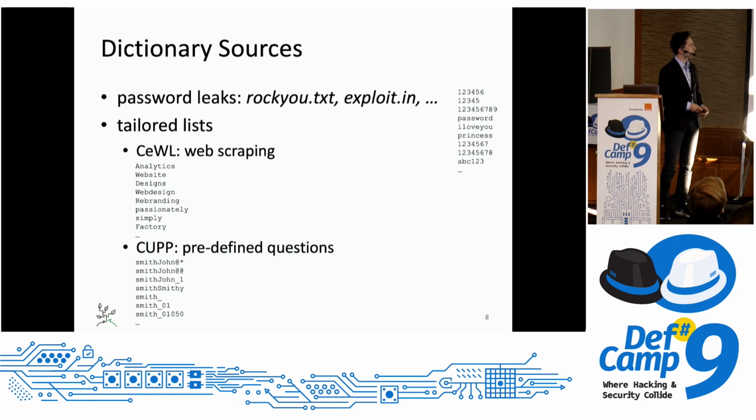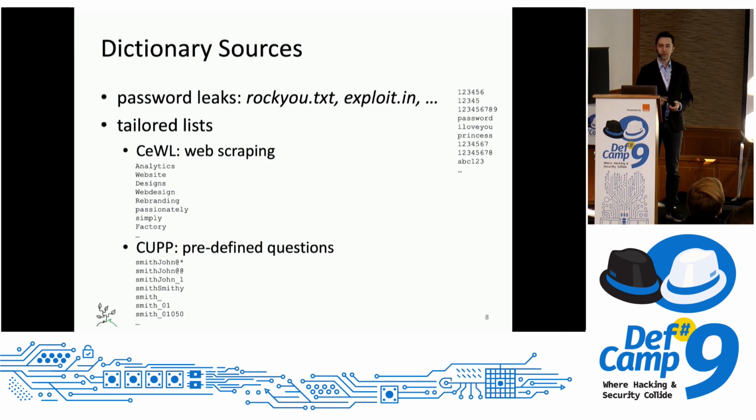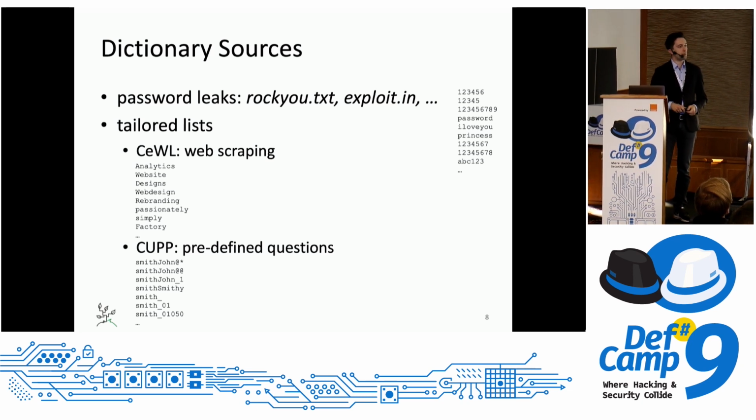Rock.txt is pretty old, by the way. But in some cases, you don't want to attack all the passwords. You want to attack specific victims. And in this case, there are two tools out there. First of all is Cool, which is a web scraping tool.